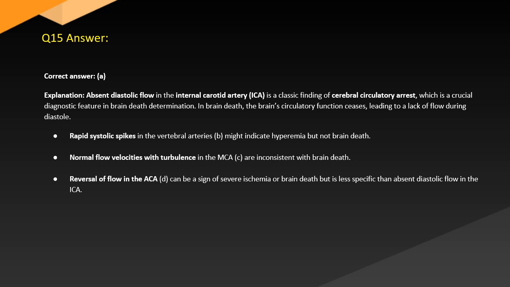Rapid systolic spikes in the vertebral arteries might indicate hyperemia, but not brain death. Normal flow velocities with turbulence in the MCA are inconsistent with brain death. Reversal of flow in the ACA can be a sign of severe ischemia or brain death, but is less specific than absent diastolic flow in the ICA.